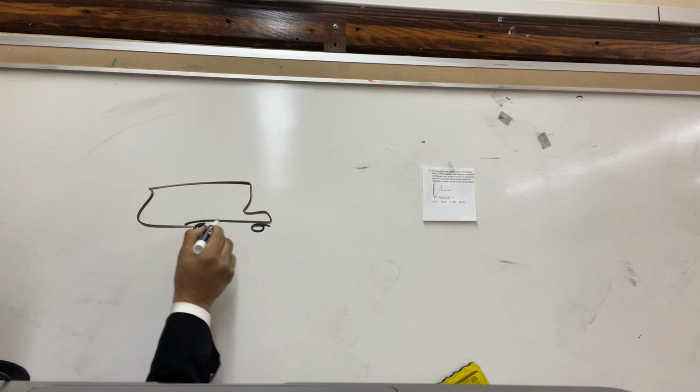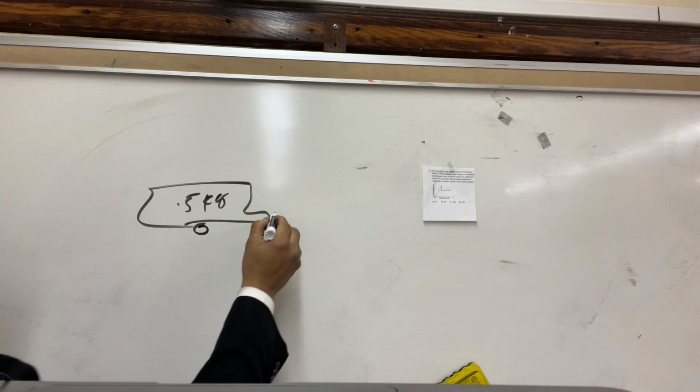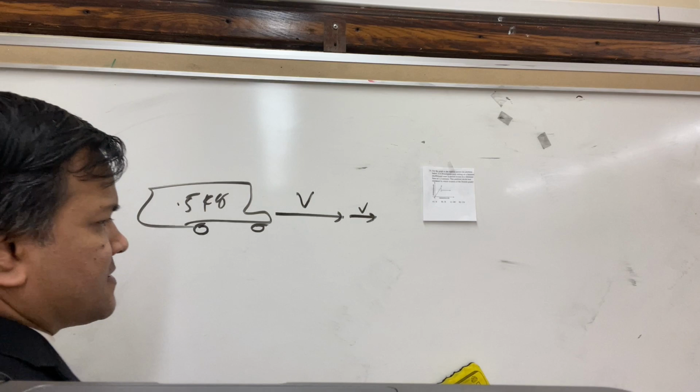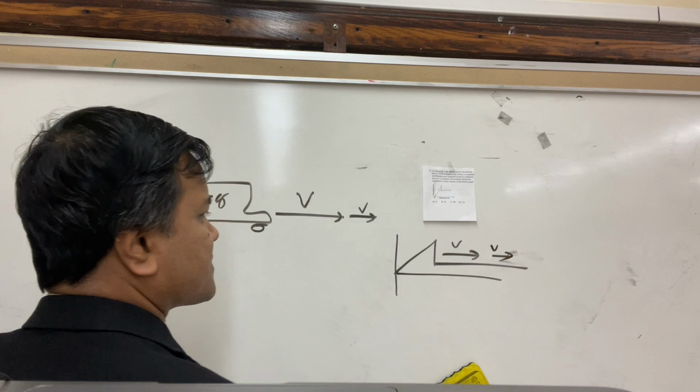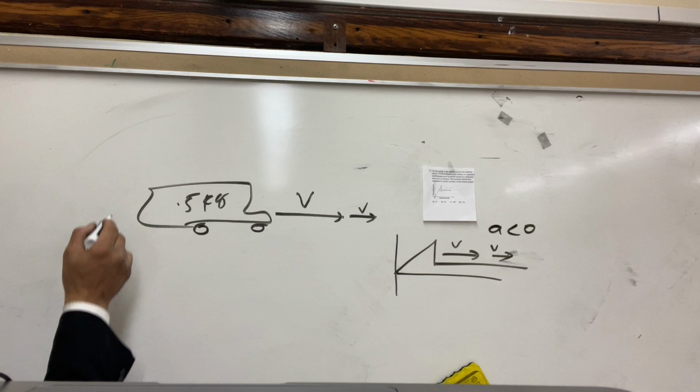A toy car which is 0.5 kilogram, and the toy car is slowing down. Slowing down means right here. This is what slowing down means. Slowing down also means acceleration is less than zero. It's because there is some force of friction.